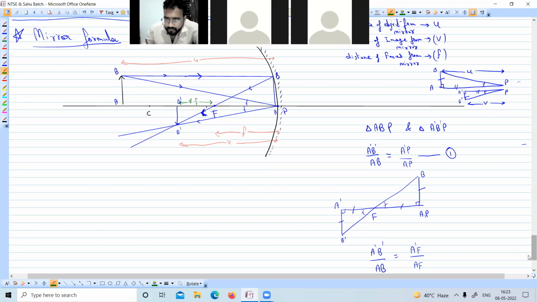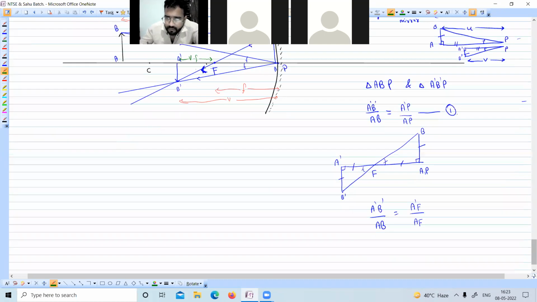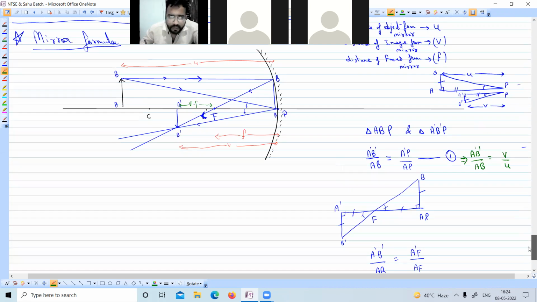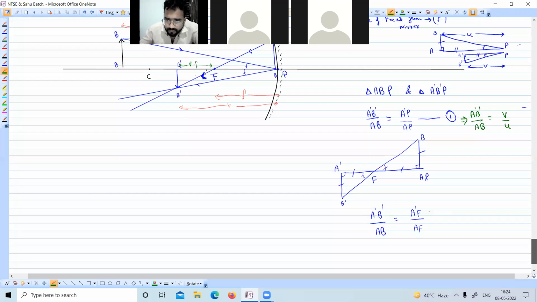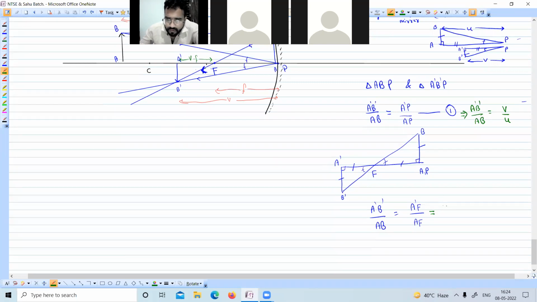So we have equation 1. On solving, we will get A dash B dash upon AB is equal to V upon U. A dash P, search it out. A dash P is the value of V. AP is the value of U. Similarly, here we have A dash F is the value of V minus F upon A dash F or A dash P. The same value only, that is focus, focal length.